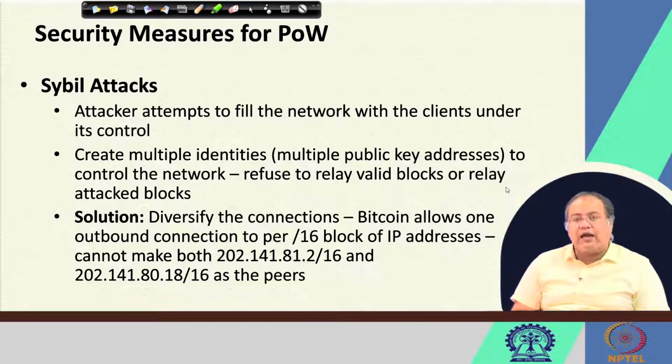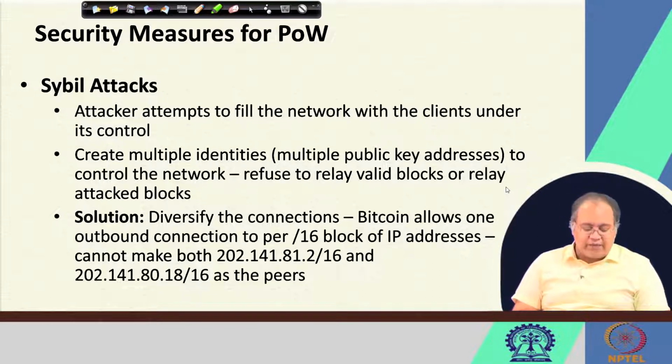That can create different kinds of attacks, like those false identities can refuse to relay valid blocks, or they can relay attack blocks. Well, so the solution that is being applied, so again different blockchains apply different kinds of solutions. This is typically the solution that is applied in the Bitcoin blockchain. So the idea that the Bitcoin blockchain uses is that it diversifies the connection. That means Bitcoin allows one outbound connection per /16 block of IP addresses.